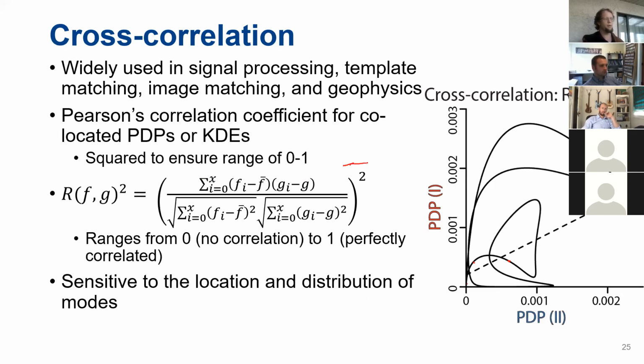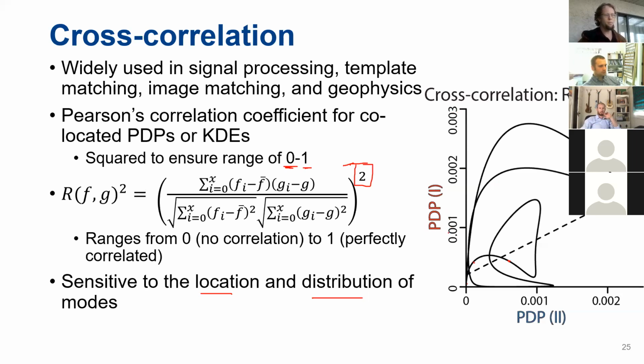One of the really nice things about this is that it's sensitive to both the location and also the distribution of modes, and actually also the shape of the distribution of modes. We square it. The squared function ensures that it ranges between 0, which is no overlap, so totally dissimilar, to 1, which is identical. And yeah, I think that's about all I'm going to say about that.